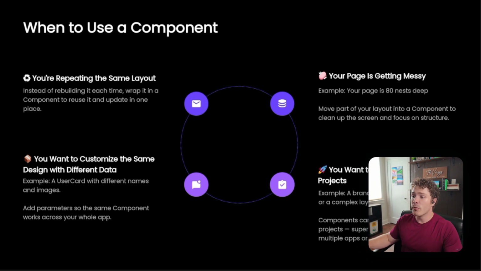Number 2, you want reusable UI with different data. Let's say you're building like a user profile card. You want to show different names, photos, and roles, but the layout is exactly the same. Use a component with parameters, and now you've got a flexible block that works everywhere with different content.